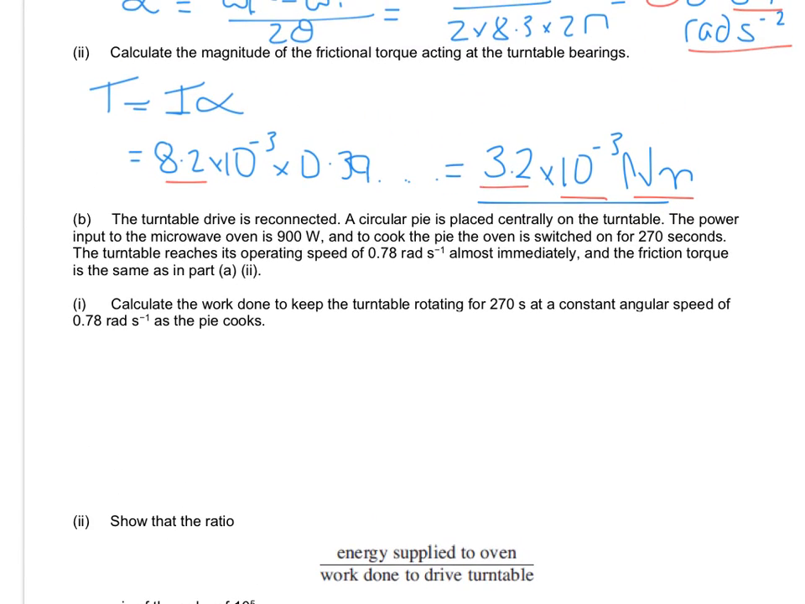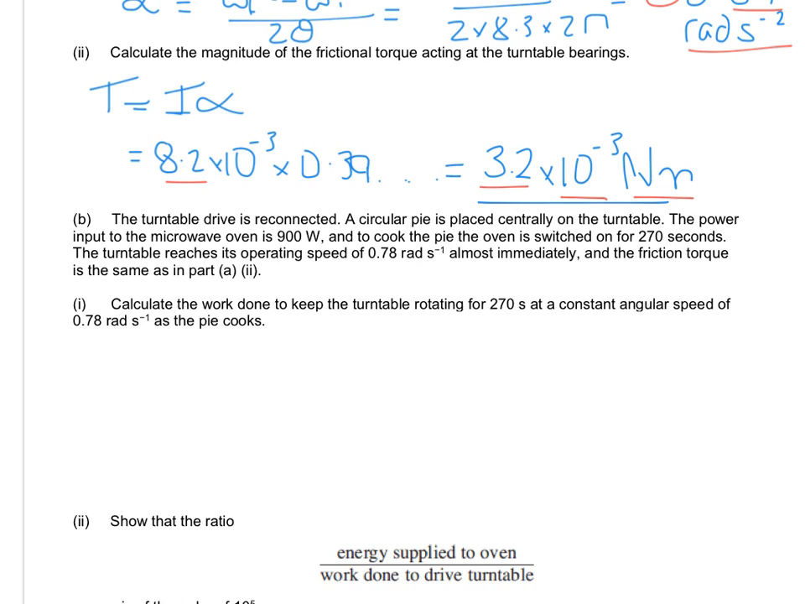So we're now connecting it up to some sort of drive, and it's going to place a pi on the center of the turntable. We're putting a power of 900 watts in. Power is applied for 270 seconds, and it reaches its operating speed almost immediately, and we've still got the same frictional torque. So calculate the work done to keep the turntable rotating for 270 seconds at a constant angular speed of this.